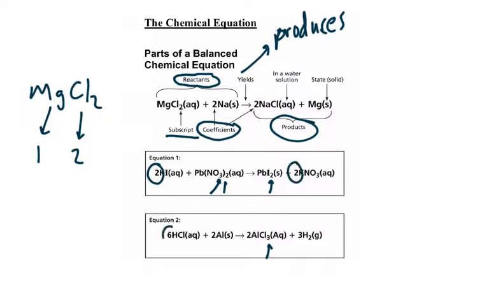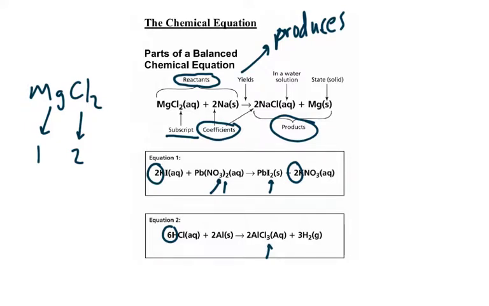Now, the larger numbers that you see at the front, okay, I'll circle a few here. These are known as coefficients. When we go over how to balance equations, you will see that coefficients are used to balance both sides of the equation so that you have the same number of atoms on the reactant side as you do on the product side.